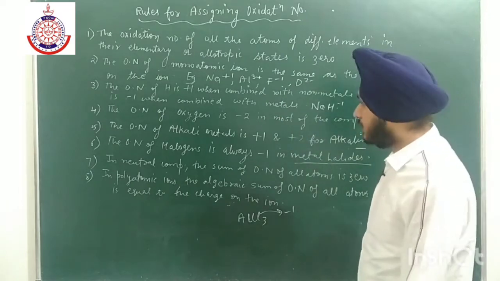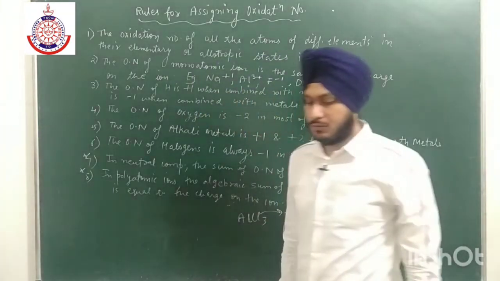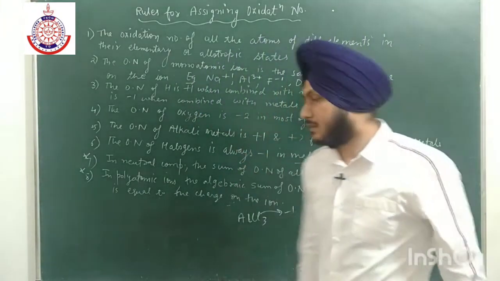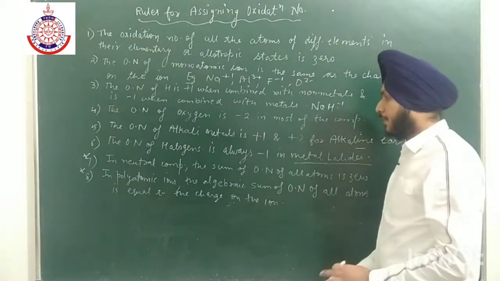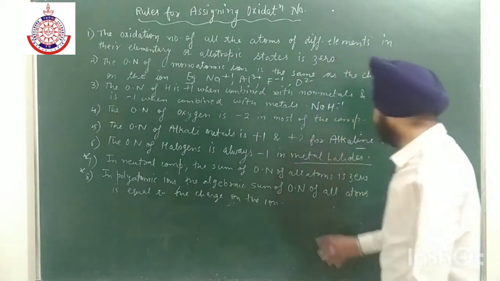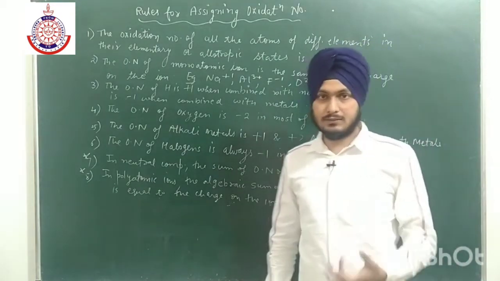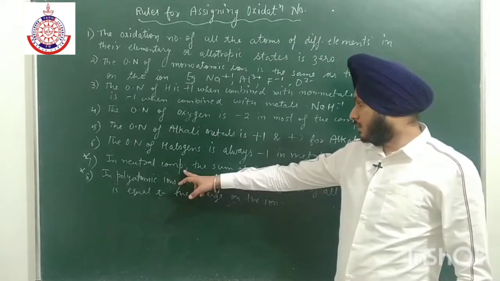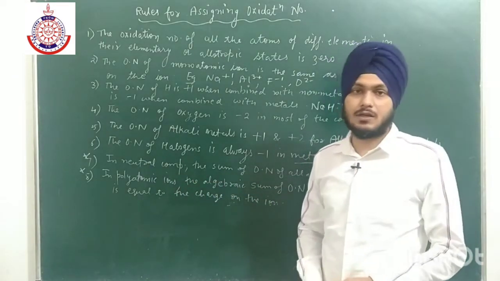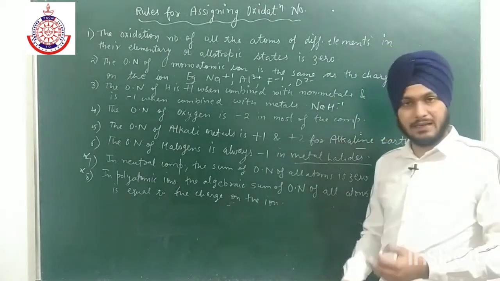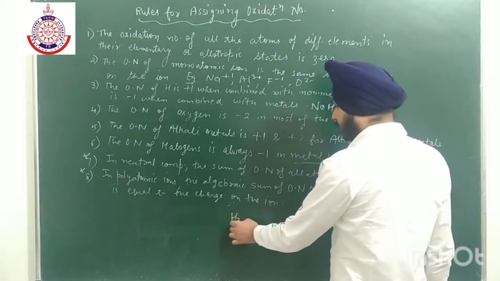Now the next rules, the 7th and 8th, are very, very important. The 7th rule says that in neutral compounds, the sum of the oxidation numbers of all the atoms is taken to be 0. Now what does this rule mean? According to this rule, the sum of the oxidation numbers of all the atoms. For example, we take any neutral compound; the simplest compound is water.